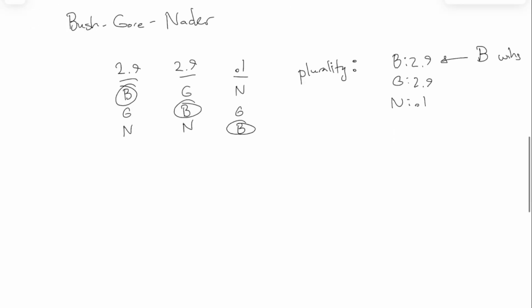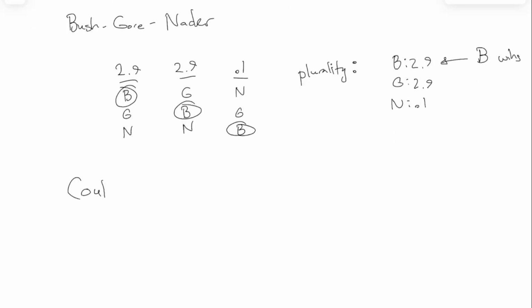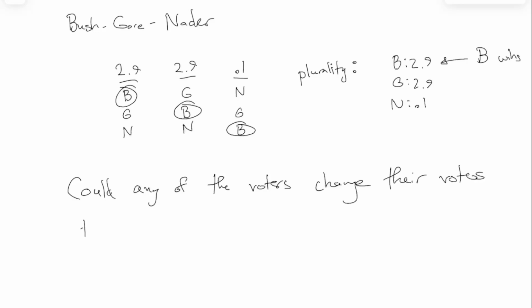And I would like to know, in this election, could any of the voters change their votes to obtain a better outcome? And by better, I mean better in their own opinion. Could any of the voters change their votes to obtain a better outcome?